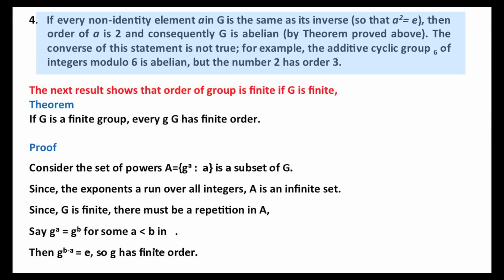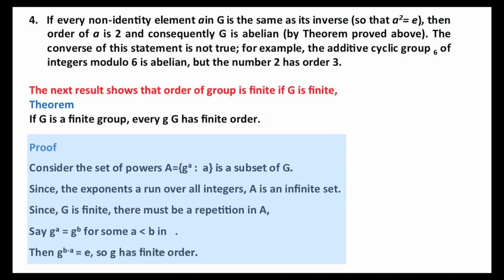If every non-identity element a in G is the same as its inverse, so that a squared is equivalent to e, then the order of a is 2 and consequently G is Abelian. By theorem, we have already proved the converse of this statement is not true. For example, the additive cyclic group of integers modulo 6 is Abelian, but the number 2 has order 3.